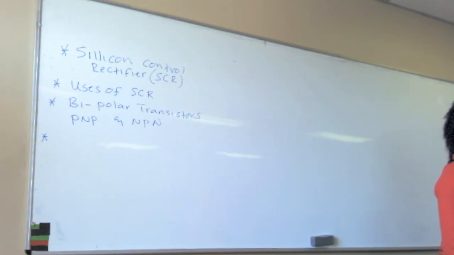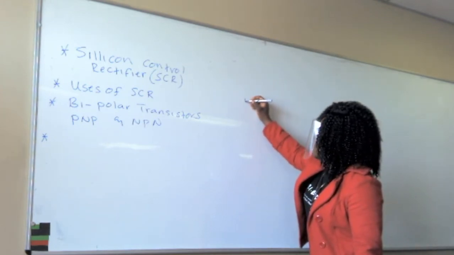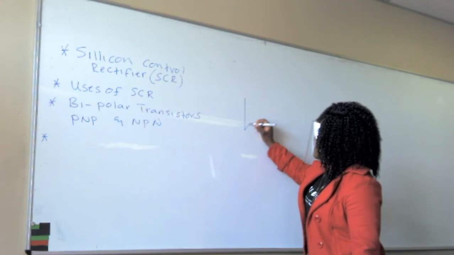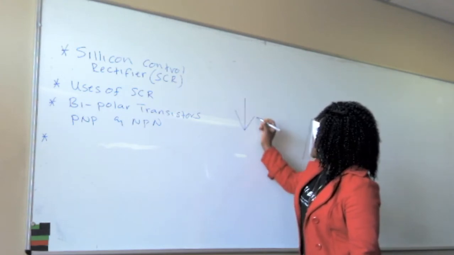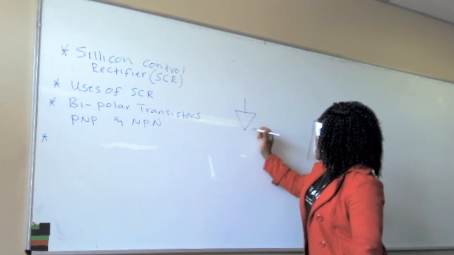The last 2 things I need to discuss on the electronic components are SCR, which is a silicon control rectifier. It's like electronic components as well. It looks like a diode, but the purpose of a silicon control rectifier is to regulate the flow of current. That's what you must write. Just like a diode.